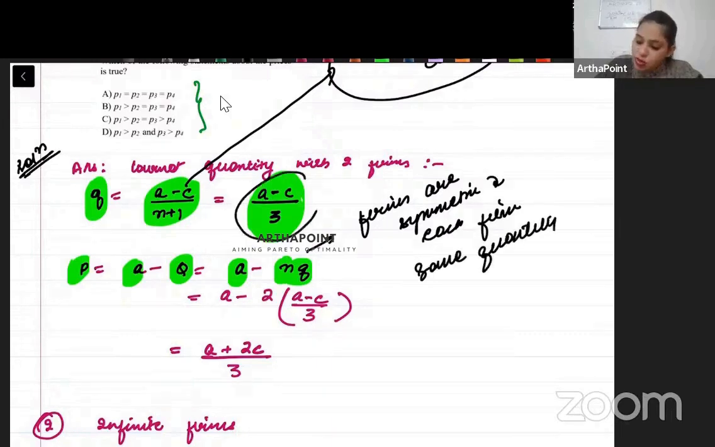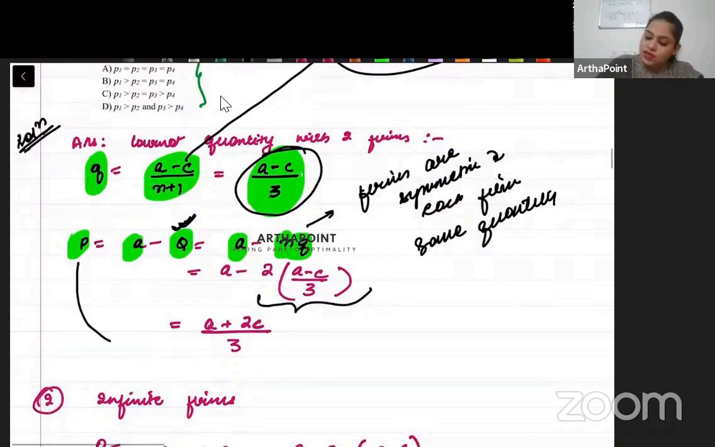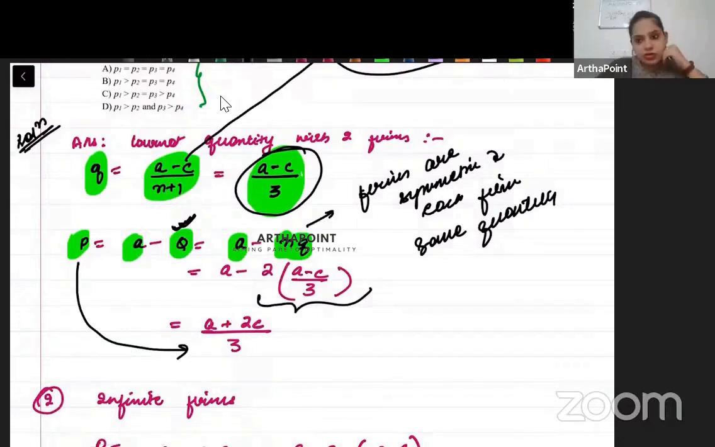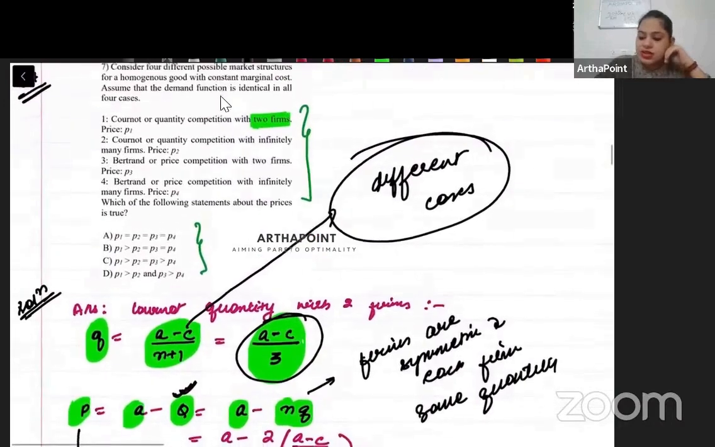So first firm also produces this much. Second also produces this much. So total quantity in the market will be 2 times this, right? So when you solve this, you will get price as (A + 2C)/3. Now come to the second case.